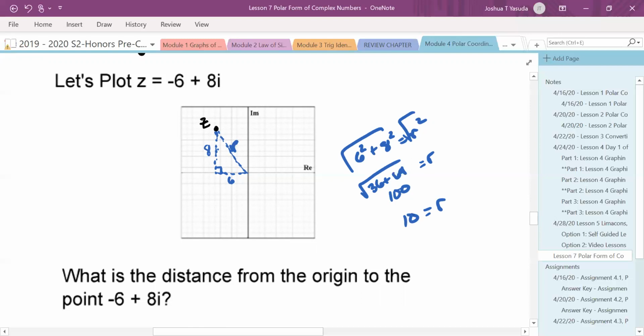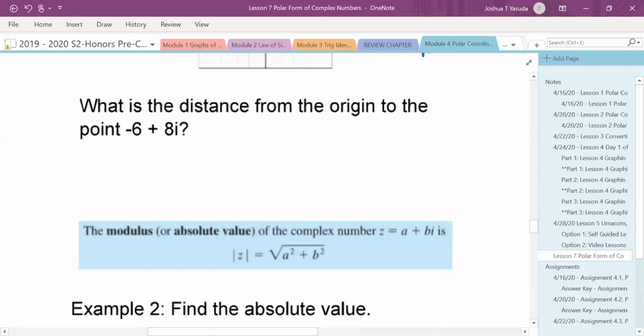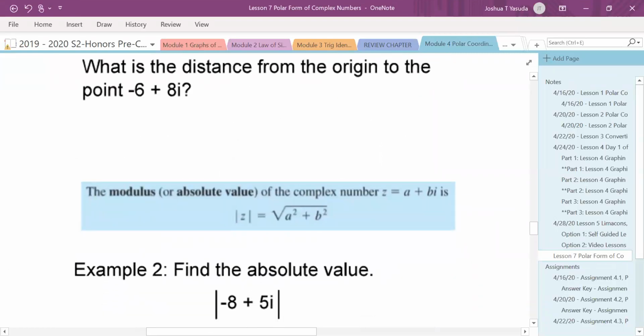Now, why am I pointing out this idea of the radius? Well, because when you're dealing with complex numbers, it calls it another name.